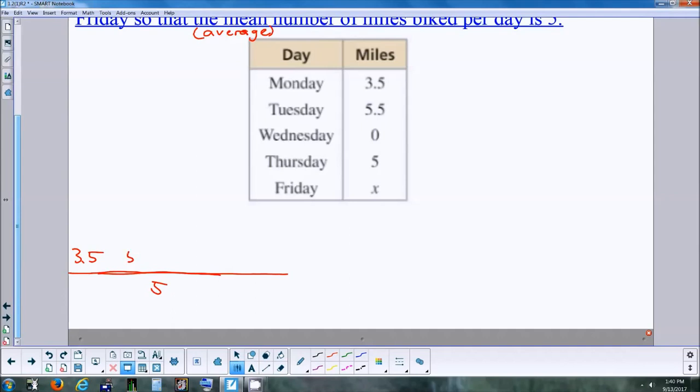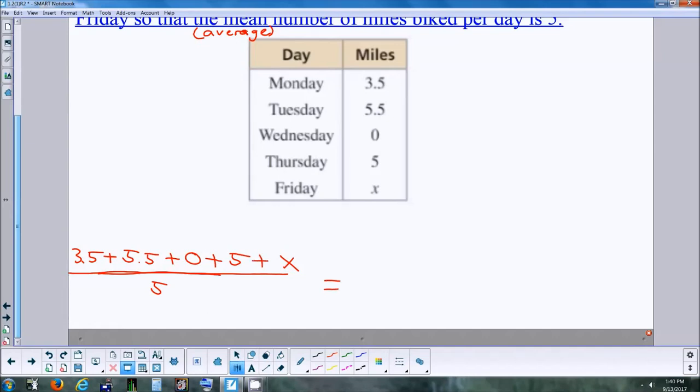3.5, 5.5, 0 and 5. And then x. Now, what do we do with those things? You add them all together. Bam, bam, bam. And when I add them all together, what is that supposed to give me again?